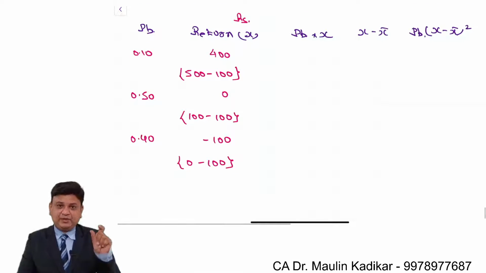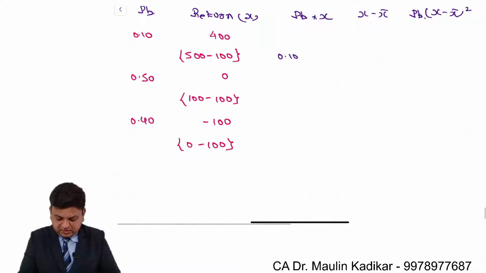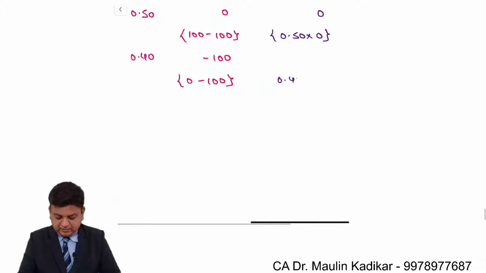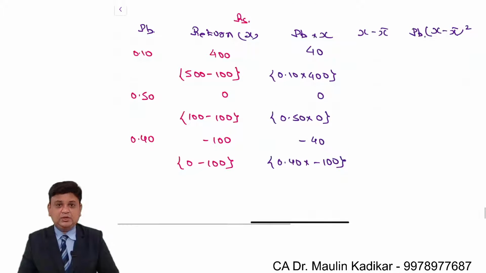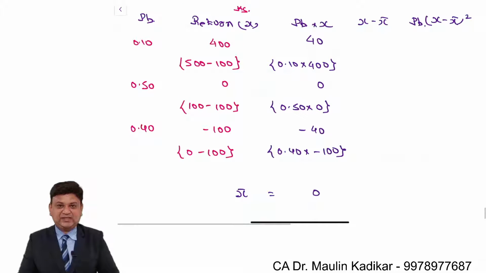So what will happen now? Probability into return. 0.10 into 400 comes to 40. 0.50 into 0 comes to 0. 0.40 into negative 100 comes to negative 40. So what will happen, friends? The mean value, that is x bar, is going to be 0. That is what we understand.